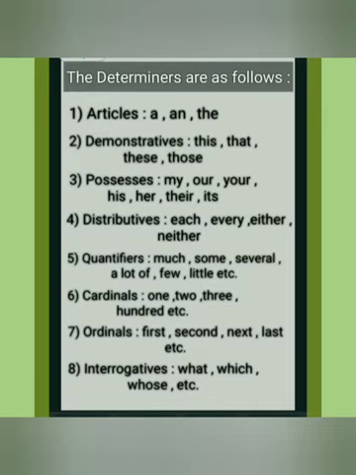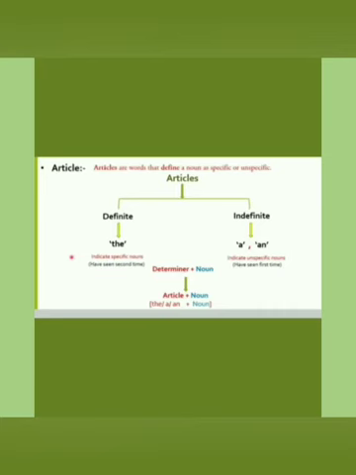Fifth, quantifiers, much, some, several, a lot of, few, little. Sixth, cardinals, one, two, three. Seventh, ordinals, first, second, next, last. And last is interrogatives, what, which, whose. Now let's start with the articles. So articles consist of the definite article the and indefinite articles a or an.